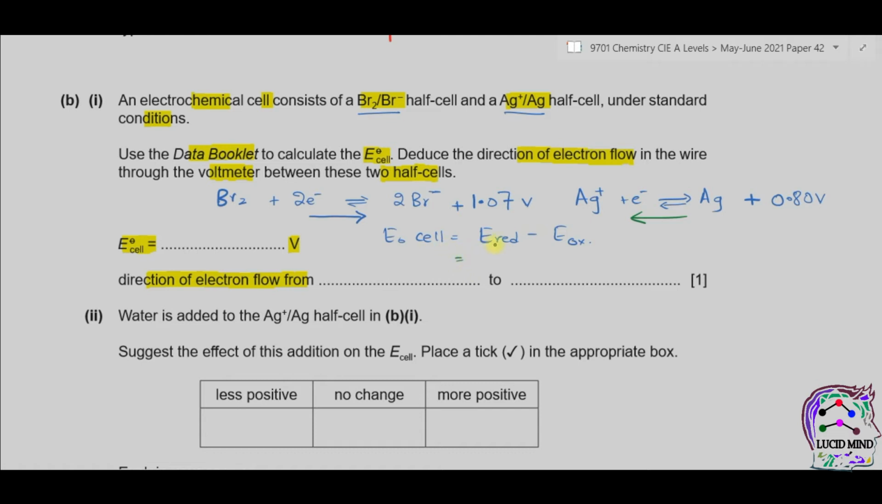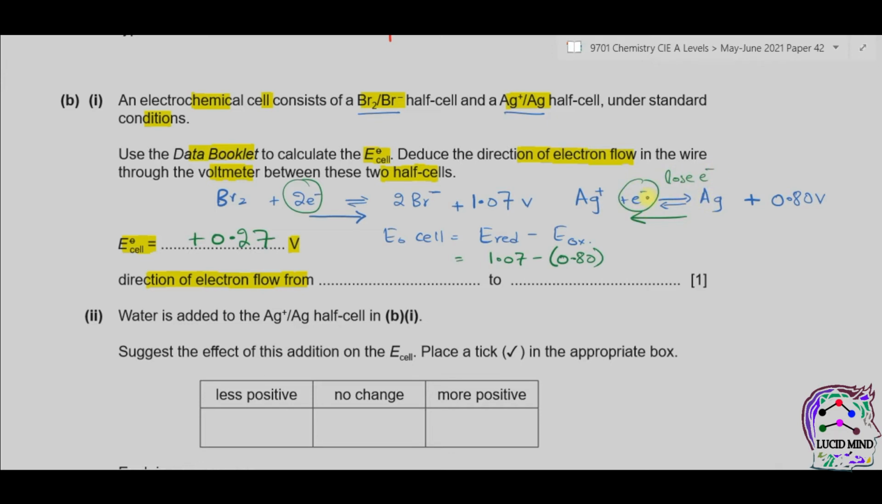Now putting values, E reduction is 1.07 volts minus E oxidation is 0.80 volts. So subtracting these two, the E naught of cell comes equal to 0.27 volts. Now second thing is the direction of electron flow. Let's see which electrode produces electrons and which electrode consumes electrons. Now as we can see, this electrode bromine gains electron or consumes electron, while this is oxidation, so it will lose electron.